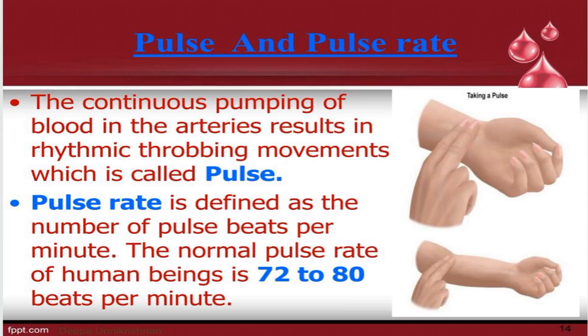Pulse and the pulse rate. The continuous pumping of blood in the arteries results in a rhythmic throbbing movement which is called pulse. Pulse rate is defined as the number of pulse beats per minute. The normal pulse rate of a human being is 70 to 80 beats per minute.